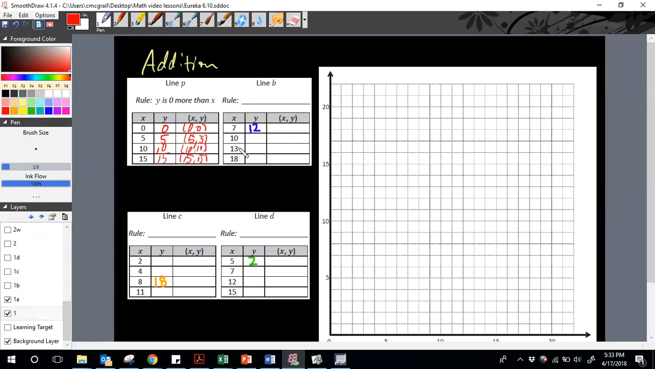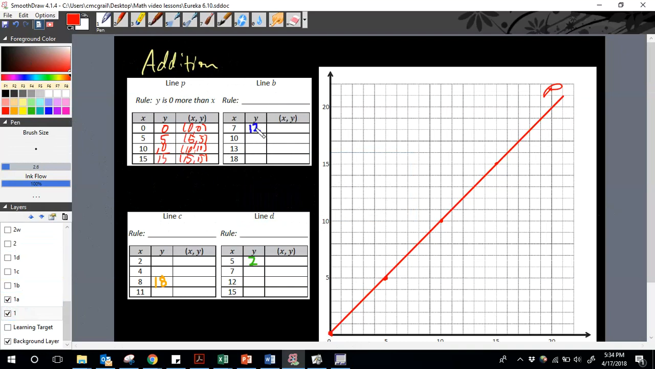I'm going to go ahead and plot those. Please plot those with me. (0, 0), (5, 5), (10, 10), and (15, 15). Now, lucky for everybody, I have just learned how to draw a straight line in this program. There we go. And if I drew it right, then all of my points should end up on my line. And they did. So this is line P. I'm going to label that line P.